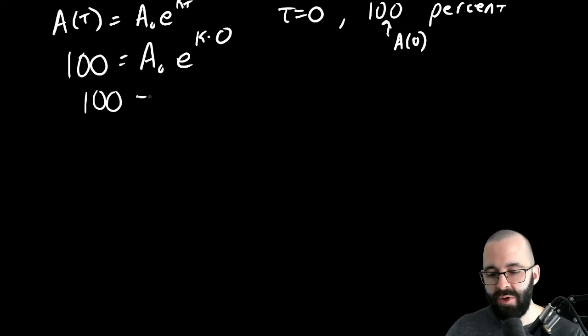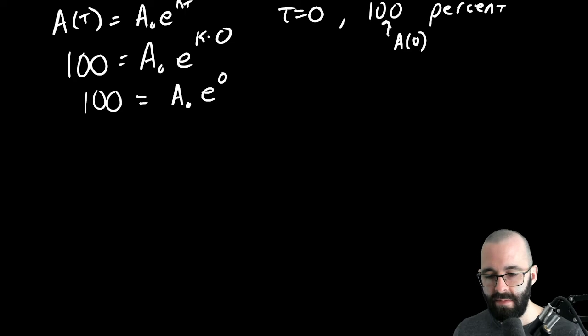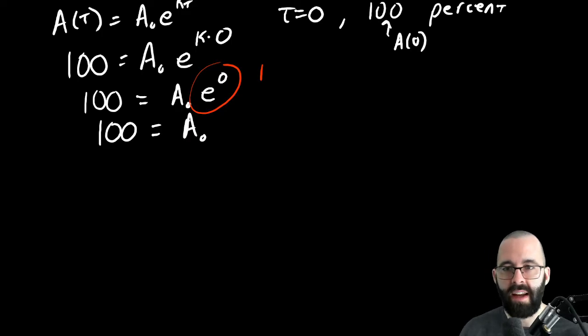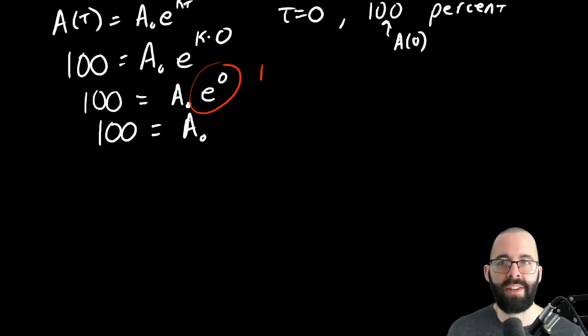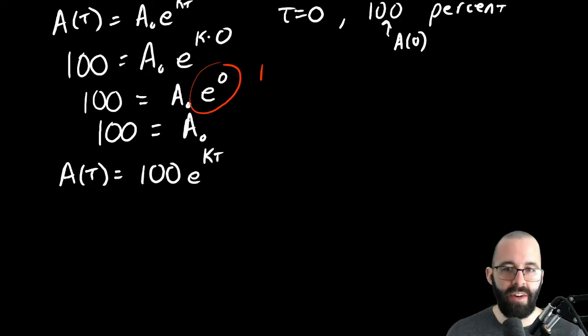This simplifies to 100 equals A naught, or A sub 0, times e to the 0. It doesn't matter what k is. K times 0 is still going to be 0. Well, this is 100 equals A naught times 1. Oh, A naught is 100. I said A naught is usually that starting value. That's why. So our function is 100 times e to the kt. But now we need to find k.